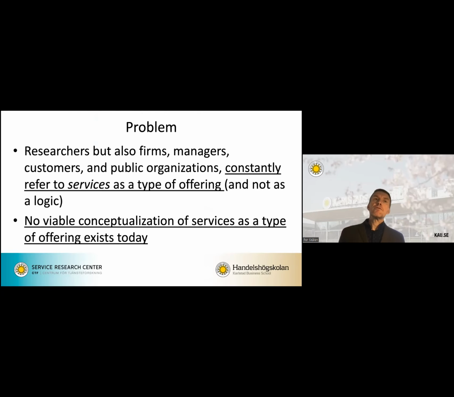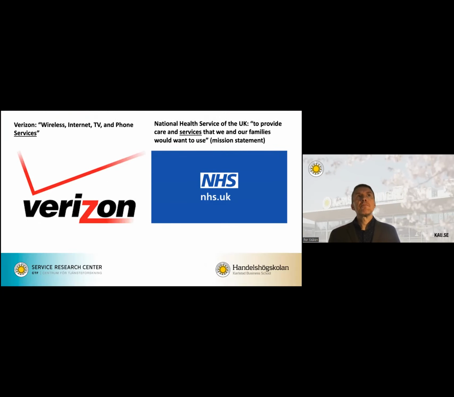And due to the influence of service dominant logic, there is very little research going on today that tries to conceptualize services as a type of offering in the same way as actors refer to services. So that research, which was very hot in the beginning of service research, has more or less died out now. So these are two examples of companies and the National Health Services that use services as a type of offering in their presentation of themselves.